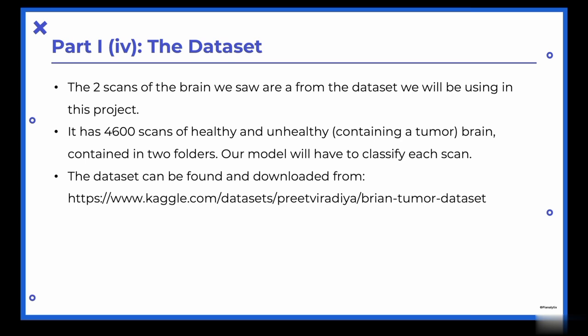The two scans of the brain that we saw are from the dataset that we will be using in this project. The dataset has 4600 unhealthy and healthy scans of the brain, and it is contained in two folders. Our model will have to classify each scan. The dataset can be found on Kaggle from this particular link.